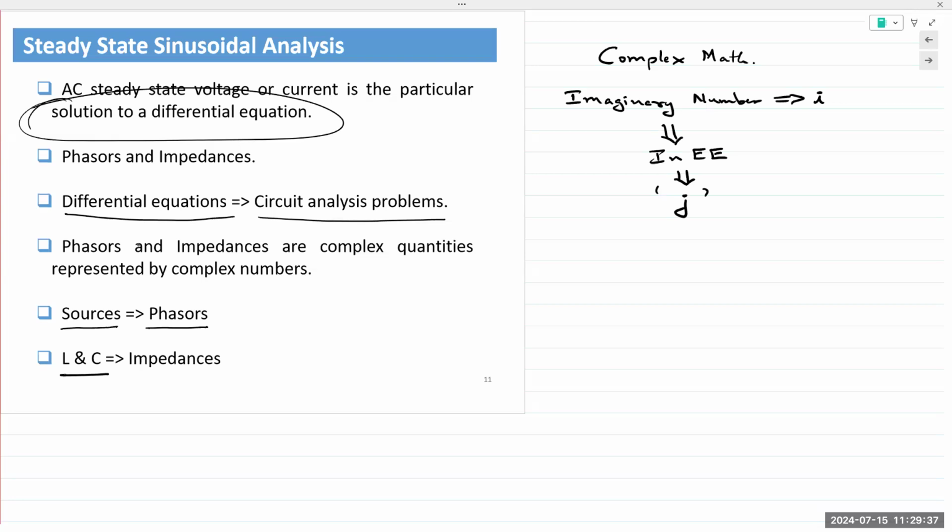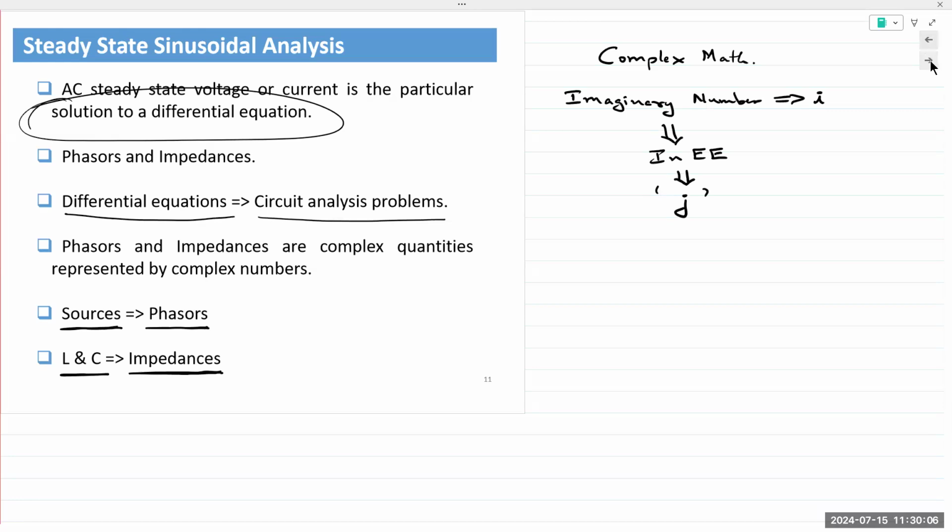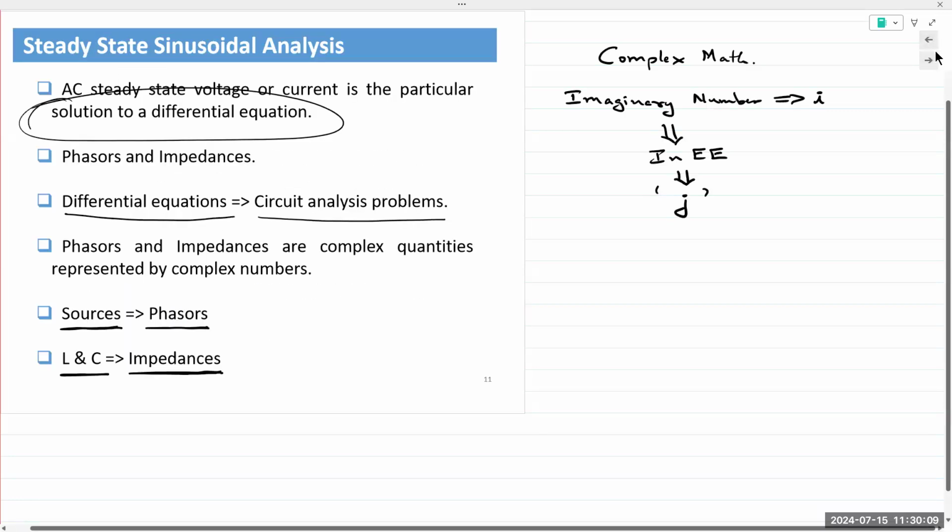But inductors and capacitors are energy storage devices. There is a phase difference between the voltage and current for a capacitor and an inductor, because the energy transfer does not take place in an instant. So we're going to represent capacitors and inductors as complex quantities known as impedances. The word impedance comes from impede. And we'll learn about complex impedances in the next few slides.